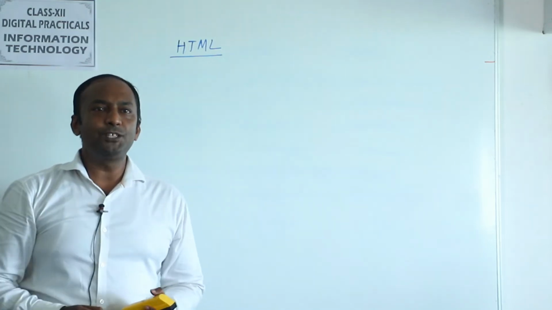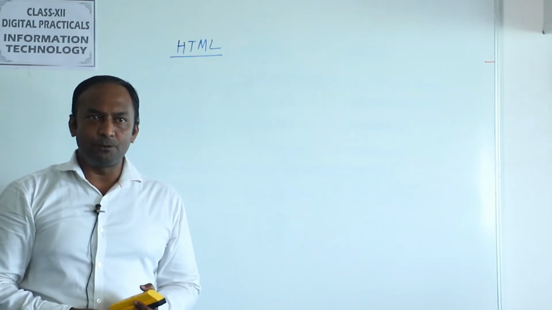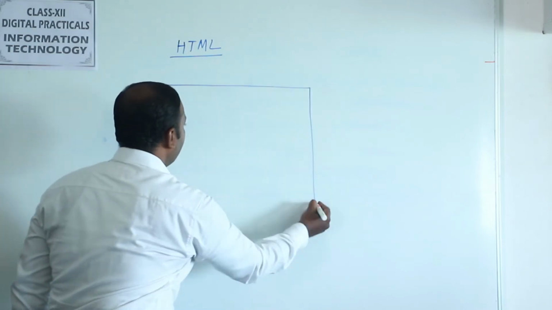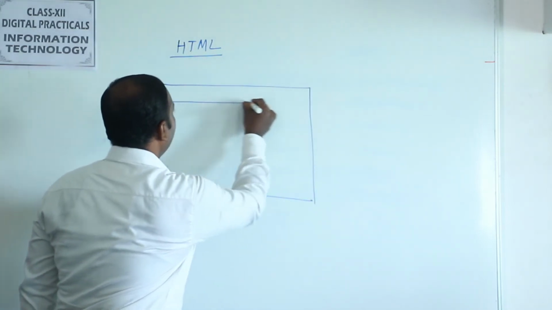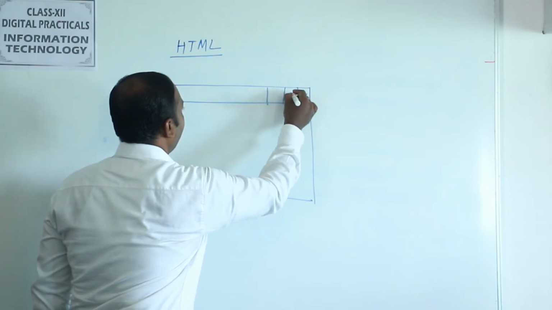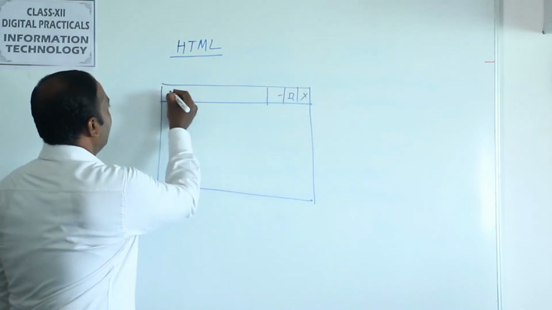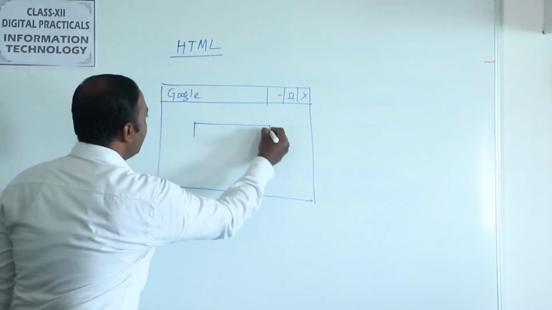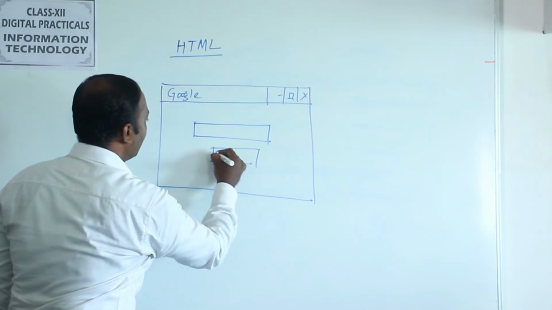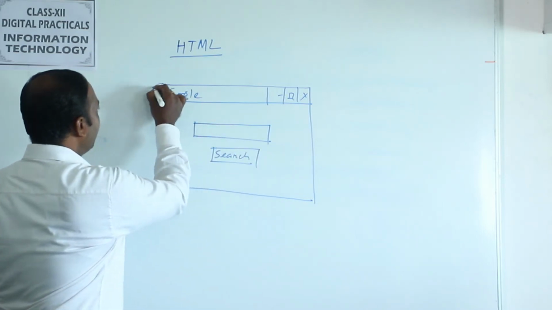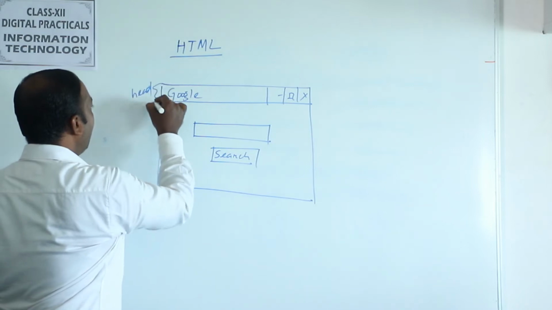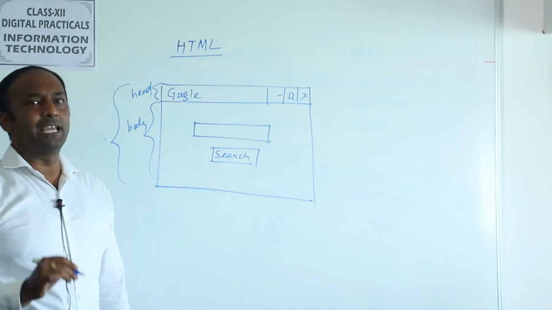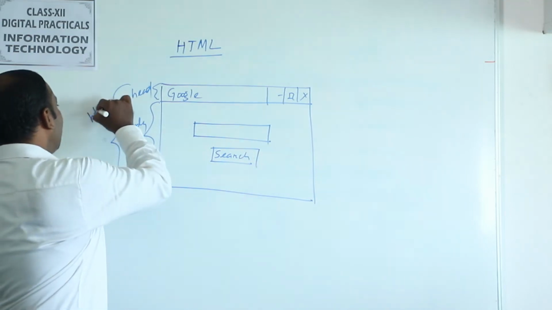HTML is a language which is used to create web pages or websites. If you just see a website or web page, you will see Google. Here, write on Google. The Google search engine is there, and there is a search option too. So this one is the head part. This one is the head, and this one is the body part. And this total is created using HTML.